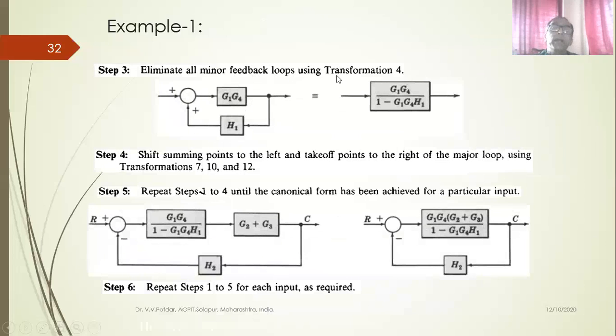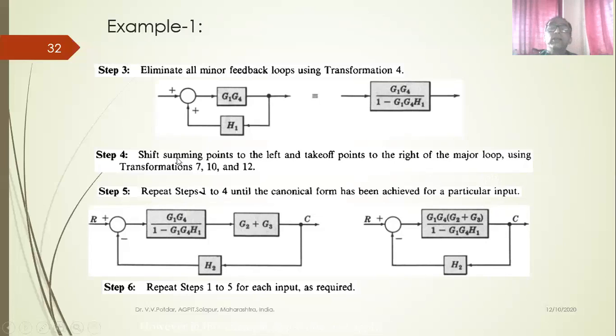Eliminate all binary feedback loops using transformation 4. This binary feedback loop, these blocks, can be converted into a single block by using the rule of removal of feedback loop. What is that rule? Numerator: forward block element G1 G4, upon 1, because the feedback is positive, in the denominator I'll have 1 minus forward block element transfer function into feedback loop element transfer function, G1 G4 into H1. So this will be the equivalent block diagram by removing the minor feedback loop.